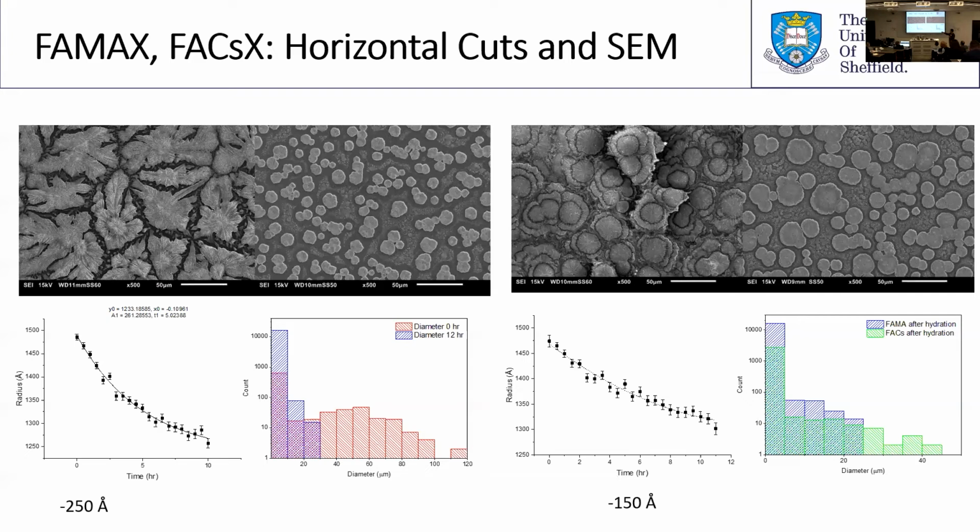Looking at the particle size distributions, the diameter in the FAMAX sample again is quite broad before, with a massive skew to the left. Here I compared the FASIX sample directly to the FAMAX sample, and you can see that the cesium-containing sample retains some of those larger grains, suggesting that it's slightly more resistant to fragmentation.